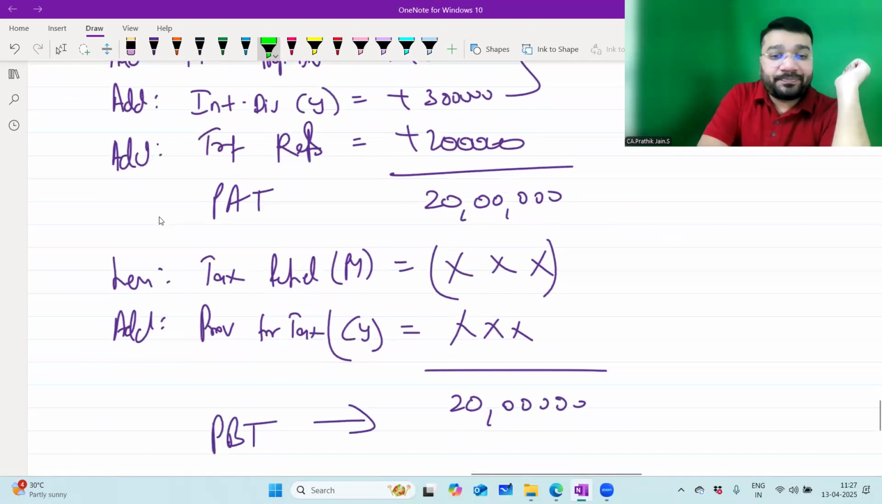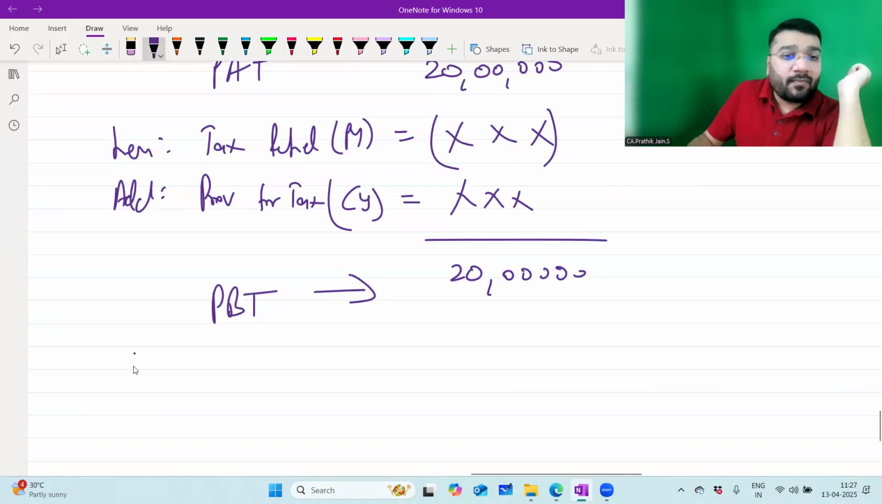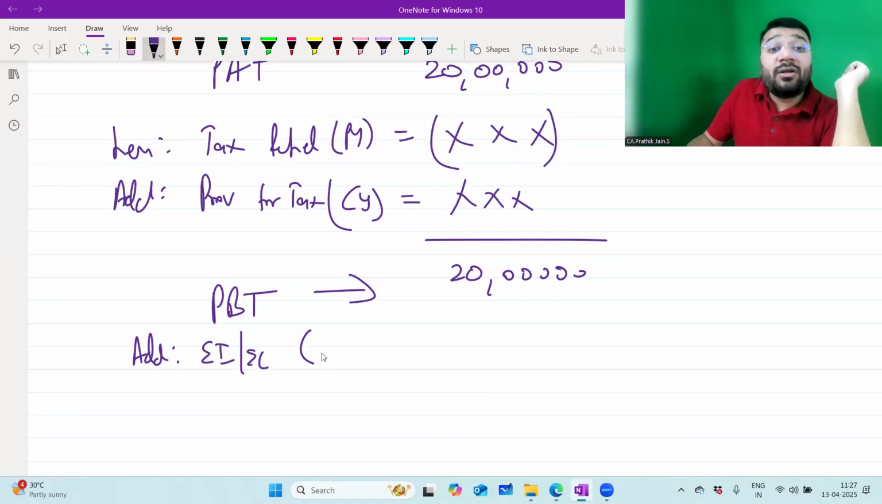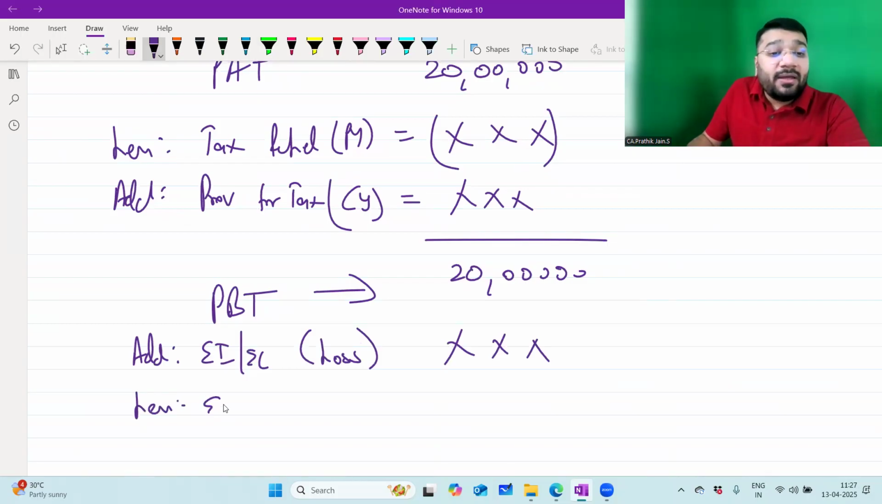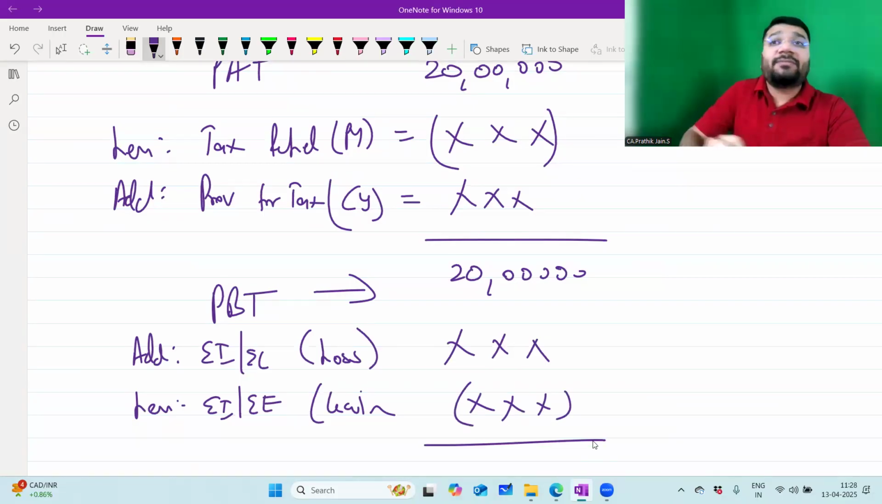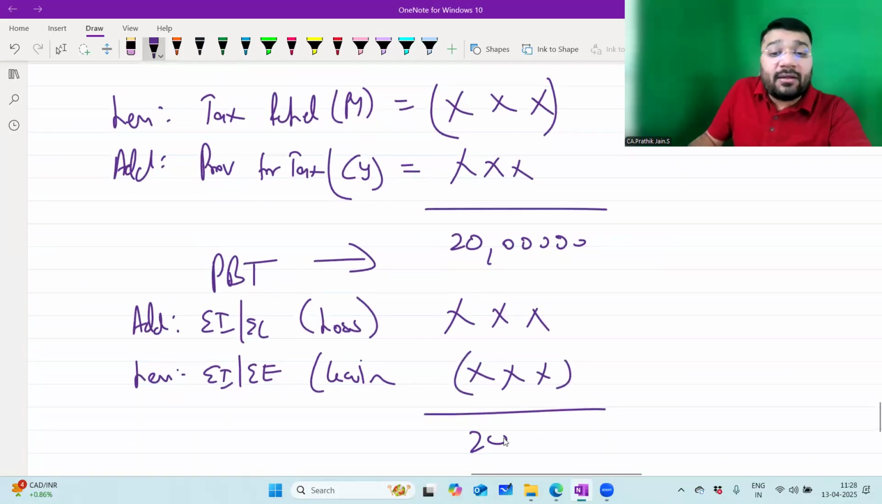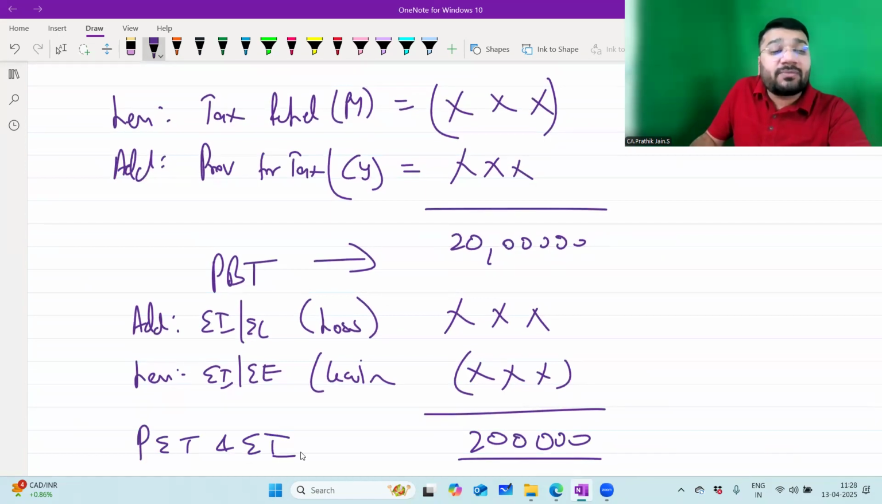So now, add what? Extraordinary item or exceptional item, which nature? Loss in nature. I have to add back, because earlier I subtracted, no? To cancel the subtraction, I have to add back. Then less extraordinary item, exceptional item, which is gain in nature. I have to subtract. What will I get? I will get profit before tax and extraordinary items.